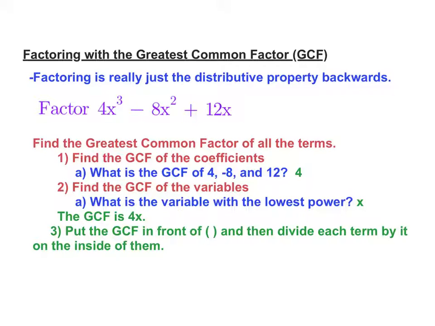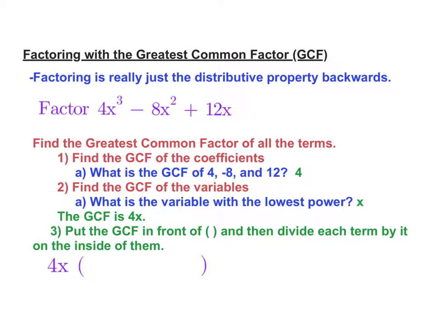So that's what this last step says. Put the greatest common factor in front of the parentheses, and then to come up with whatever's on the inside, take the original problem and divide all of those things by the greatest common factor. Again, we're undoing that whole process of distribution. So here's what that would look like. 4x times the parentheses, and inside here, what I'm going to do is take my original problem and divide each term by 4x.